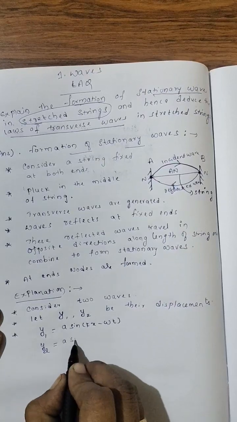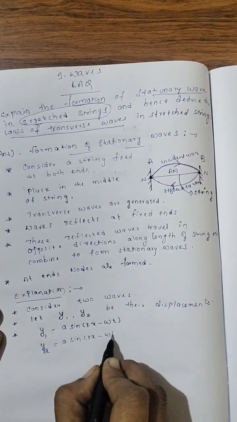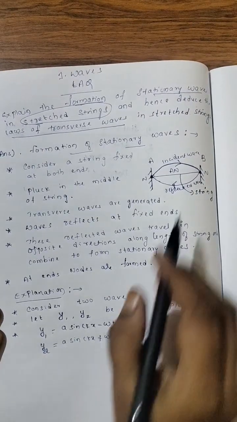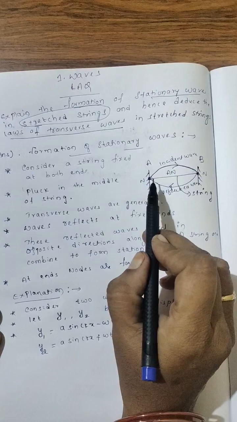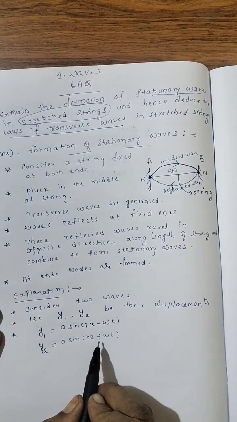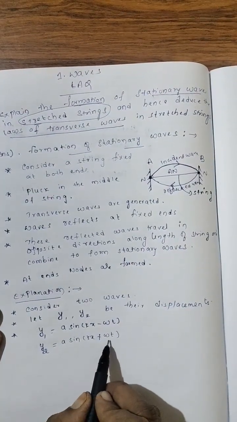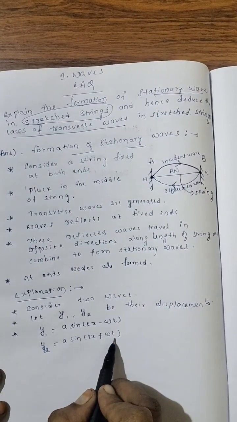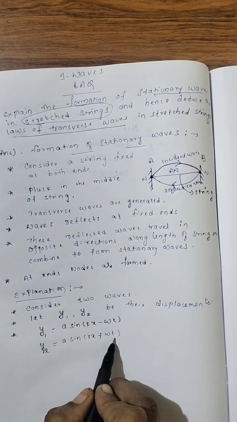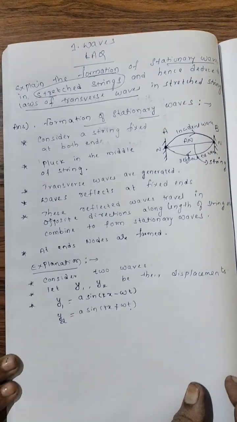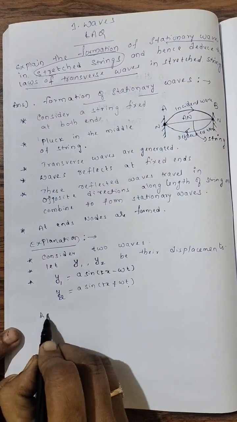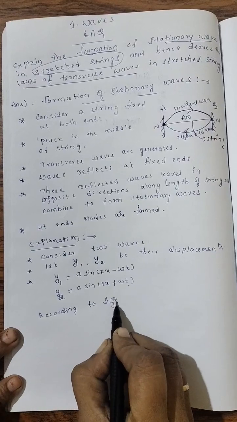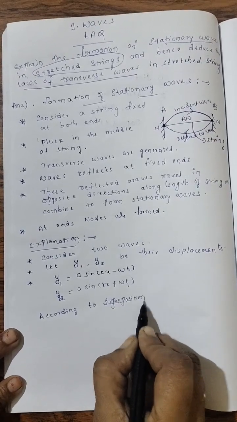y2 same. Write like this. Instead of minus, you place plus. So y2 equal to, because opposite direction, a sine (kx plus omega t). Right? This is for the incident wave, this is the displacement of the reflected wave. Right? y2 equal to a sine (kx plus omega t). Now next, apply superposition principle. According to superposition principle.